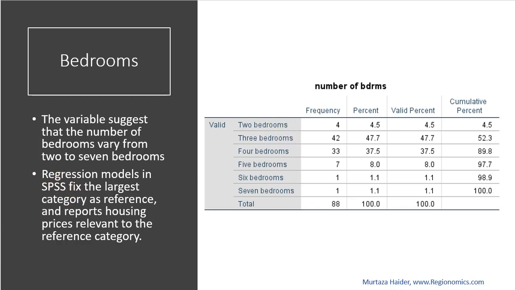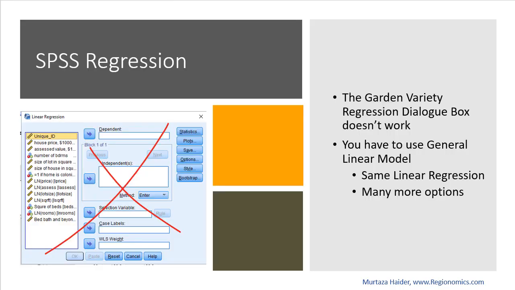Now, if you were to rely on your garden variety regression model, then you may find that it's a little troubling. This is how the regression model dialog box, the linear regression model, looks like in SPSS. You have to put in all your explanatory variables as independent variables here. There's no option for you to distinguish between your continuous variables and your categorical variables, and that's a limitation.